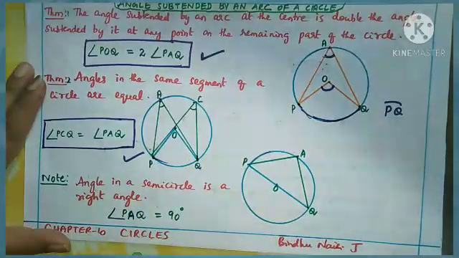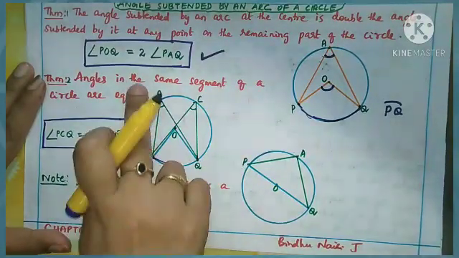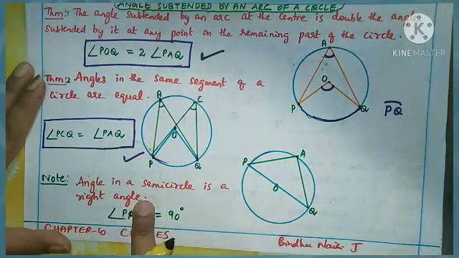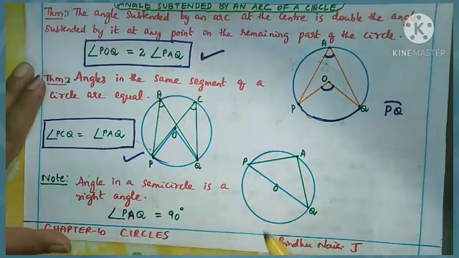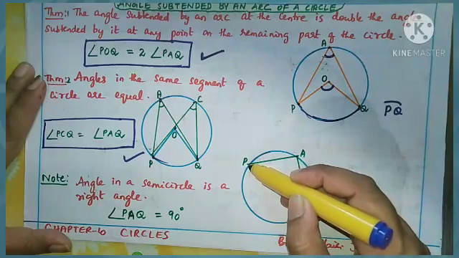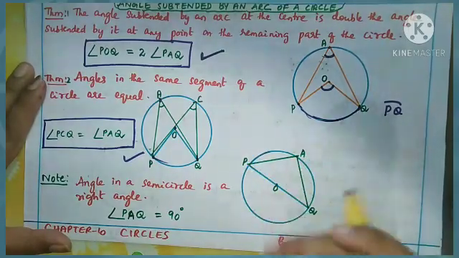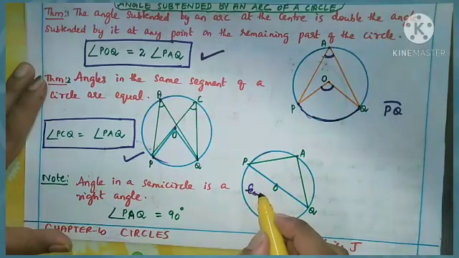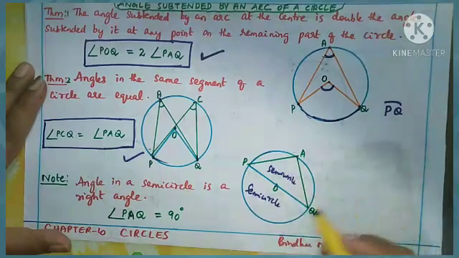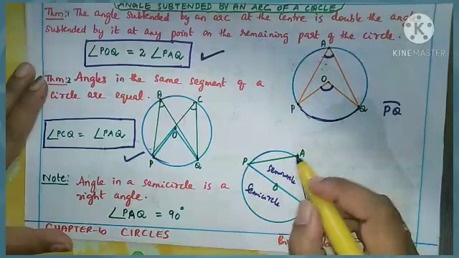Now comes the third, another result from this theorem. We get: angle in a semicircle is a right angle. So, the angle that comes in a semicircle. Here you see this PQ. PQ is dividing the circle into 2 equal halves. So this is a semicircle, and this is also a semicircle. On this semicircle there is a point A. So this angle formed.